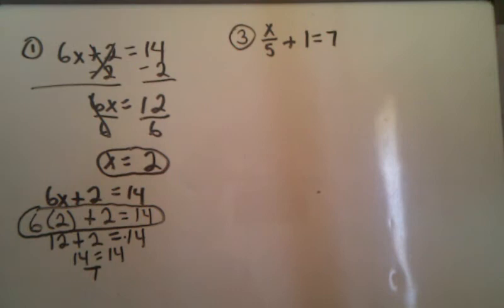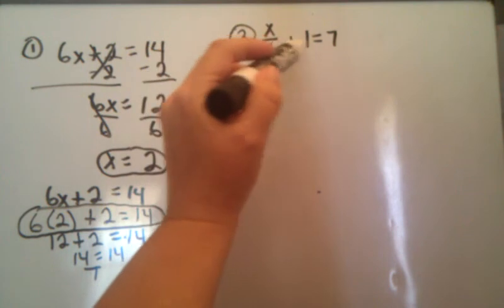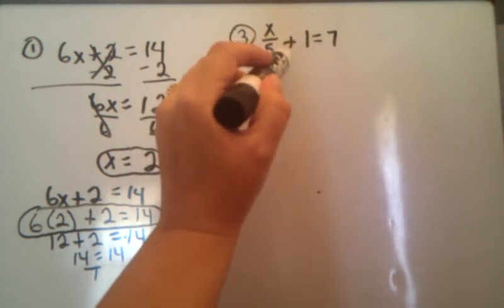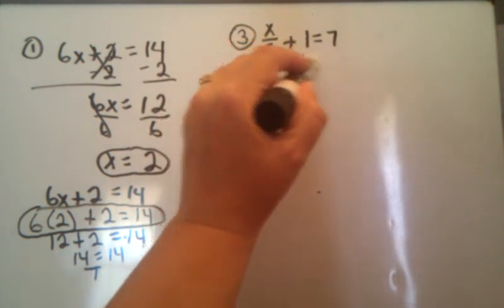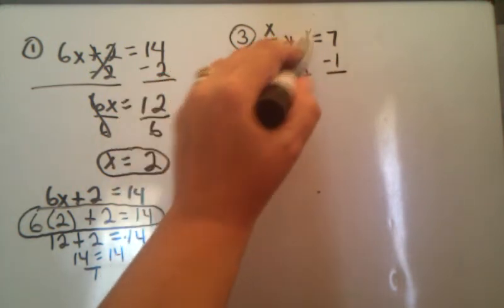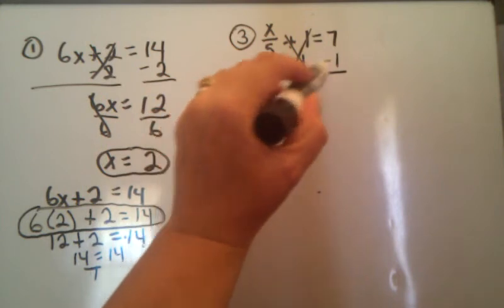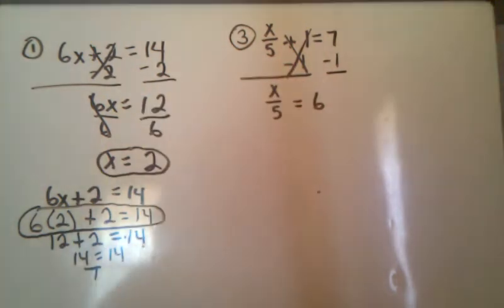Alright, let's see how we did. Remember, we have to add and subtract first. My variable's here, so it's the 1 I need to get rid of. The opposite of plus is minus, so you should have subtracted 1 from both sides. These cancel out, so I'm left with x divided by 5 equals 7 minus 1 is 6.